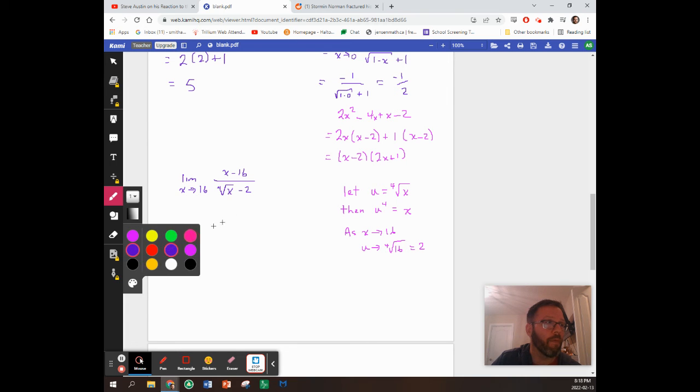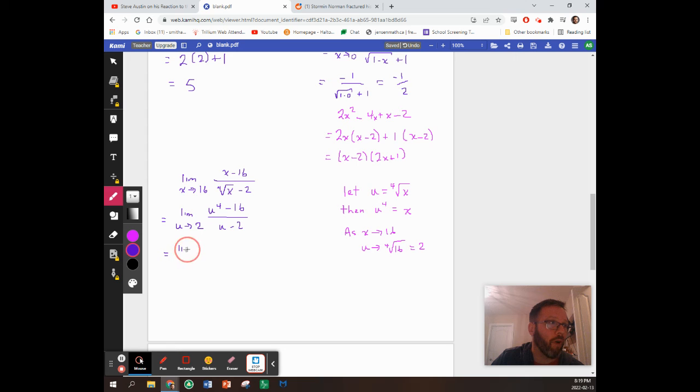We've now converted this limit into a new variable. The limit is u approaches 2. On the top, we have u to the power 4 minus 16, all over u minus 2. And now we can apply a strategy from earlier. We can factor this.